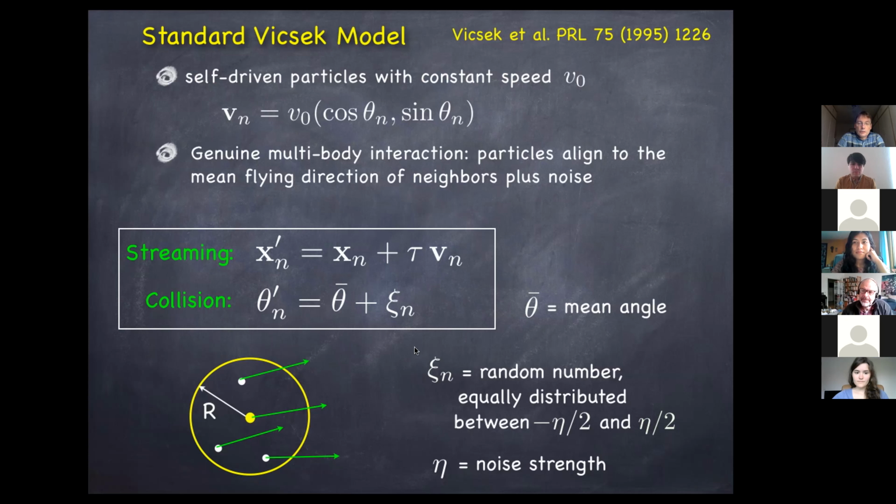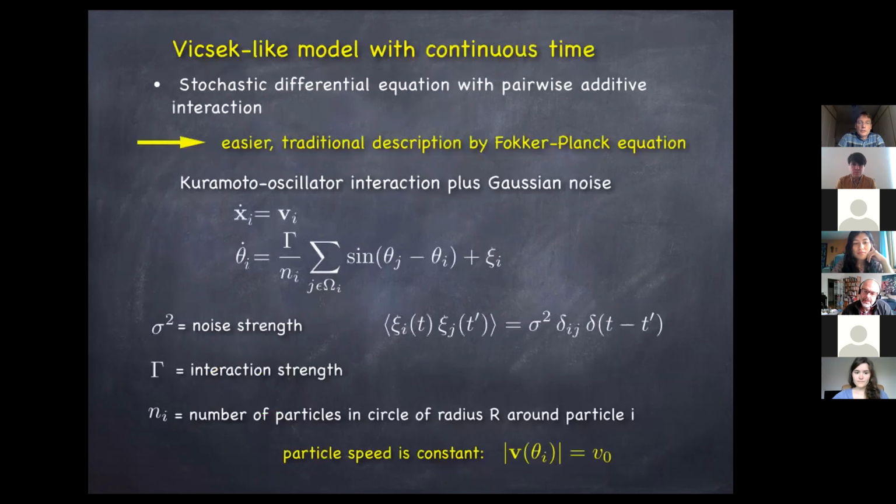Yeah, and the Cn is a random number, which is equally distributed between 2 values. And theta, eta here is the strength of the noise, which is an additional parameter of the model. Okay, so that's for those who haven't seen that yet.